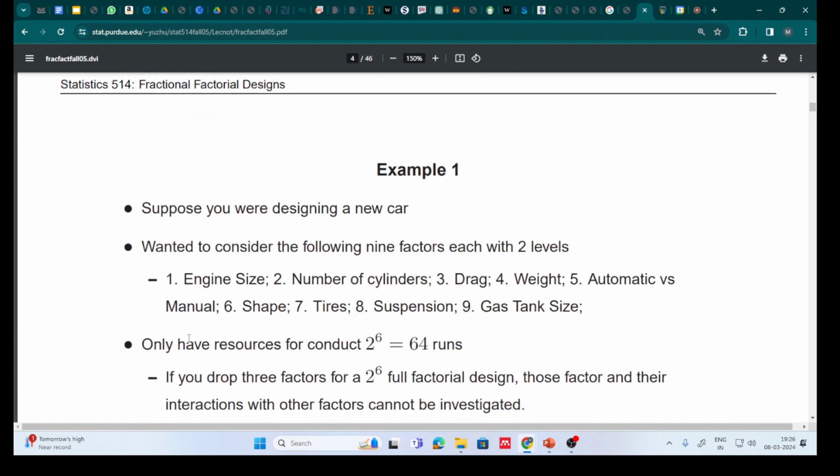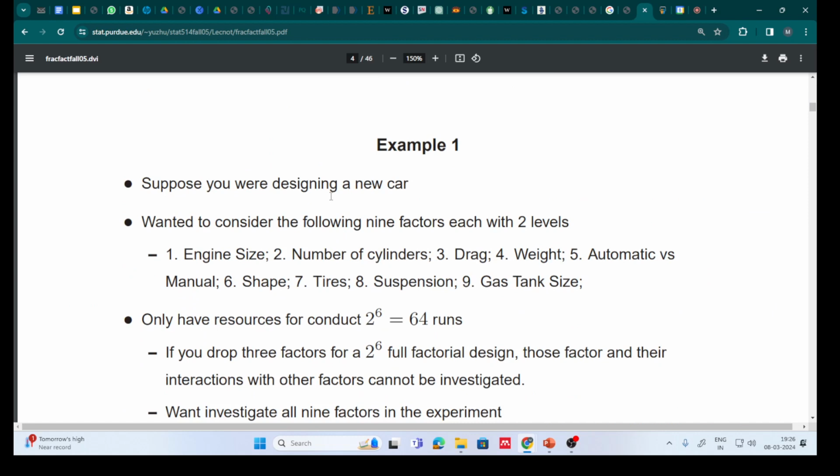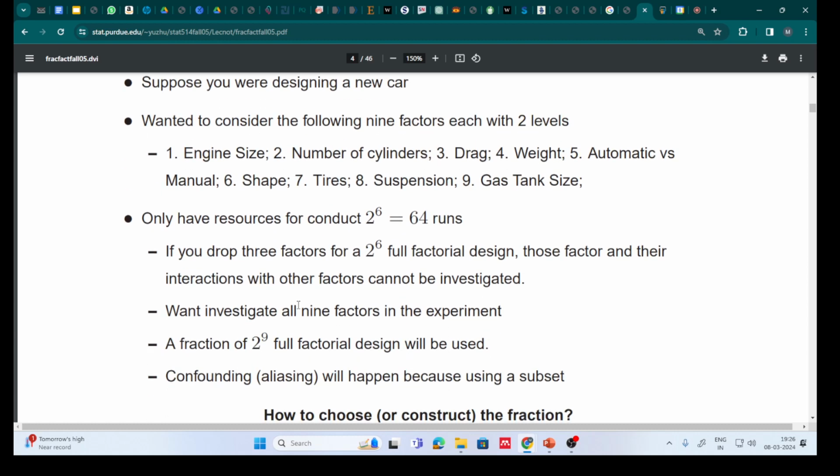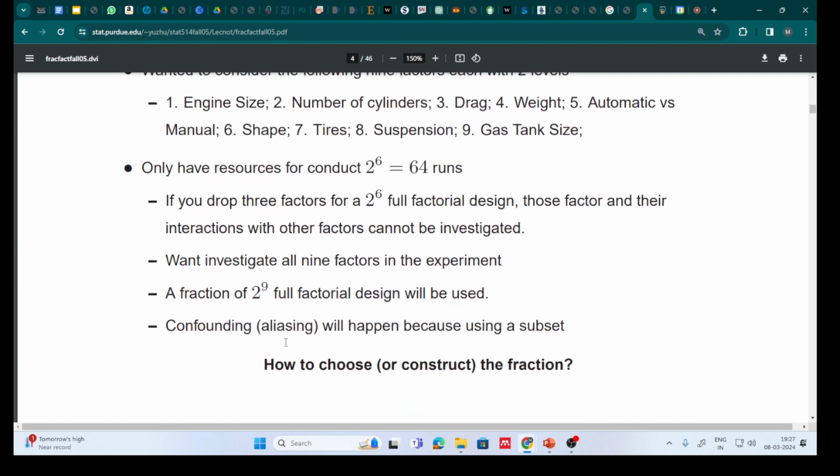Then let's say we have an example. Suppose we are going to design a car. The factors are engine size, number of cylinders, drag, weight, automatic versus manual, shape, and all those things. We only have resources to conduct 2 to the power 6, so 64 runs. But how many factors do we have in total? 9. So if we drop 3 factors from the factorial design, those factors and their interactions with other factors cannot be investigated. That can be avoided with aliasing.